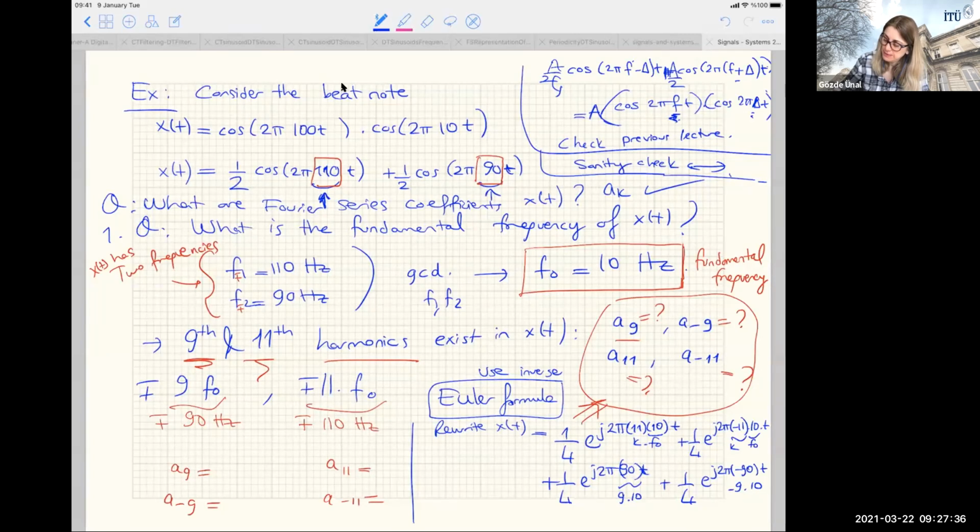And we did the same here already. So now you guys answer from here. You guys answer what are A9, A minus 9, A11 and A minus 11. I'm waiting for an answer.